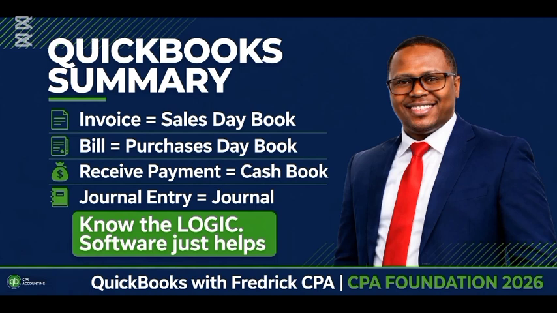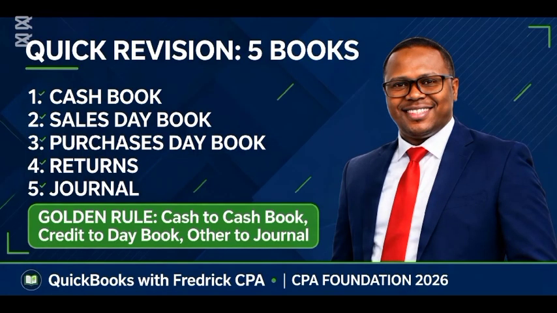Number 1. Cash Book, for cash, check, M-Pesa, and bank. Number 2. Sales Day Book, for all credit sales only. Number 3. Purchases Day Book, for all credit purchases only. Number 4. Returns, both returns inward and returns outward. Number 5. The Journal, for everything else.